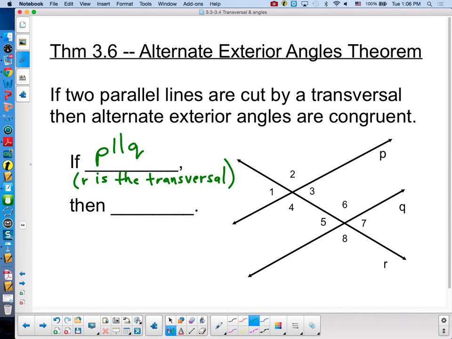Okay, so if P is parallel to Q, and R is the transversal, then we need to pick out alternate exterior angles and say that they're congruent. Alternate exterior angles. Jaden, can you tell me which angles would be alternate exterior?